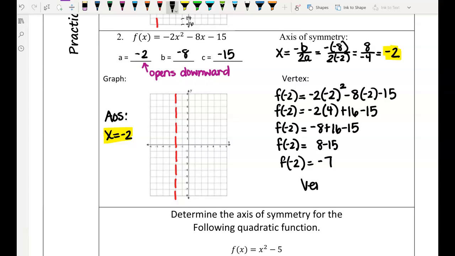So my vertex is the ordered pair negative 2, comma, negative 7. Again, the negative 2 comes from my axis of symmetry. The negative 7 comes from the substitution process there. So at negative 2, negative 7, I put in my vertex. I know my parabola opens downward, and they just asked for a rough sketch, so I'm just going to roughly sketch in a parabola. We will learn in the next lesson about graphing parabolas.